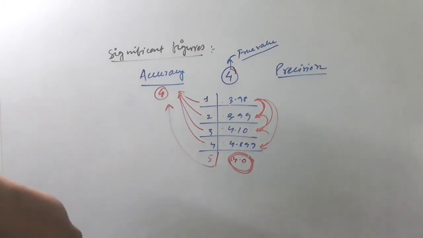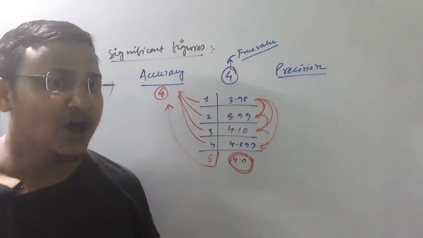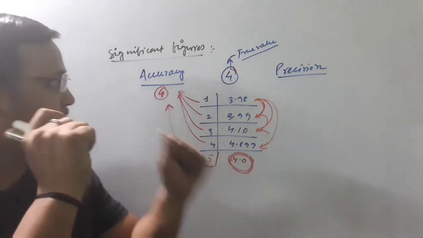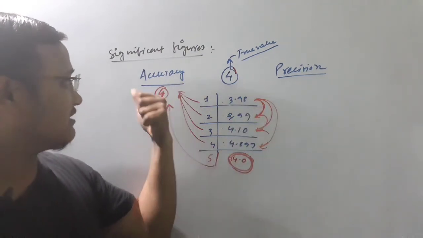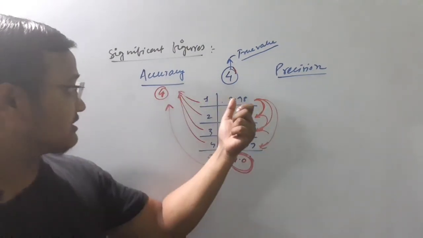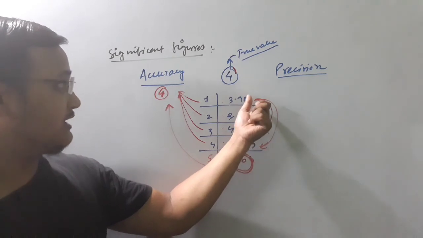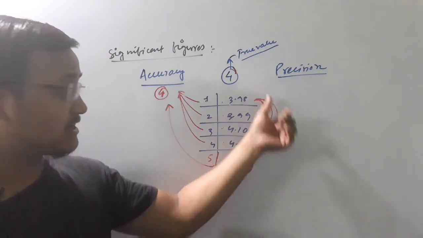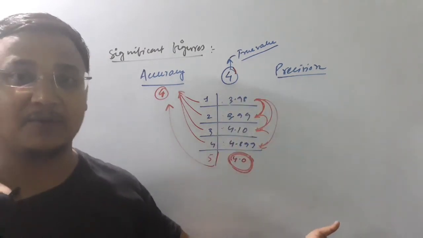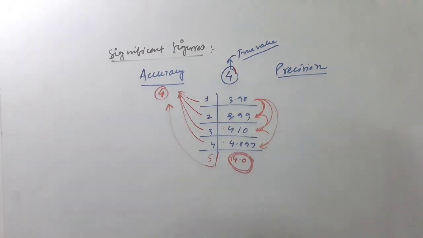Okay, so sometimes in an examination they may ask you to write the definition of accuracy and precision. So in simple language, what you will say is that accuracy is the closeness between the individual experimental value and the true value, and precision is the closeness among all the experimental values, right? So this is the definition of accuracy and precision.